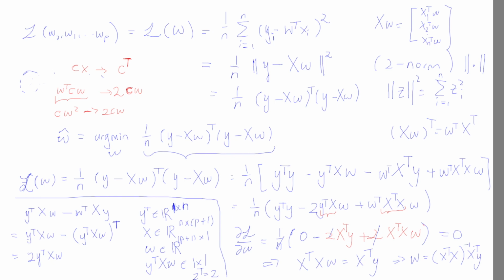Okay, and this is a really important formula. It's called the least squares solution, the least squares estimator. We can put a w hat, you'll see the hat, because this is the optimal solution.